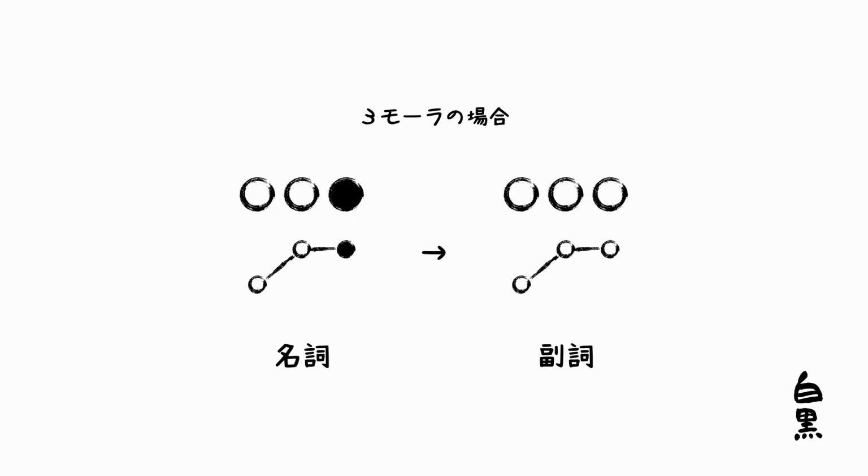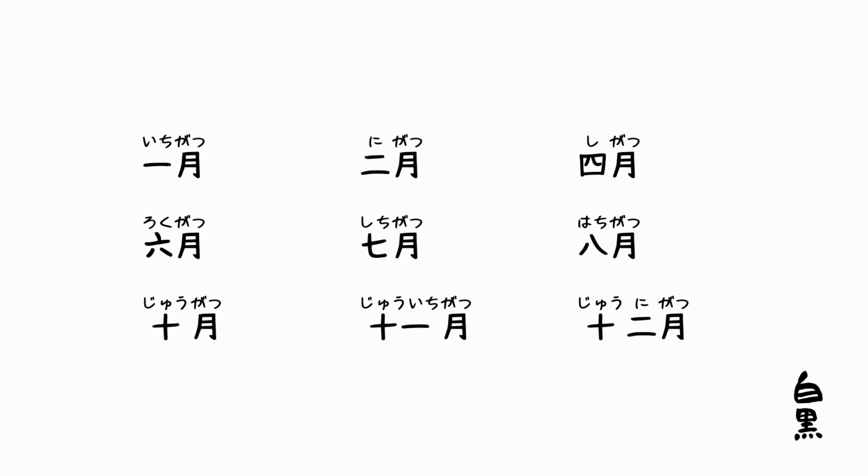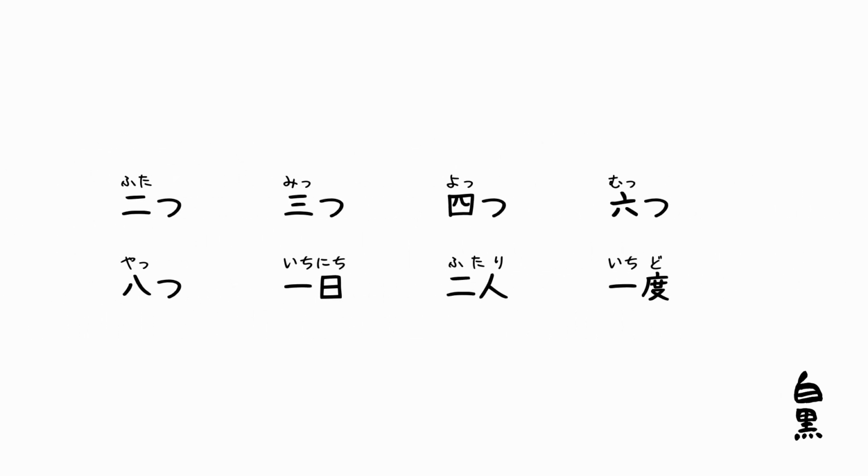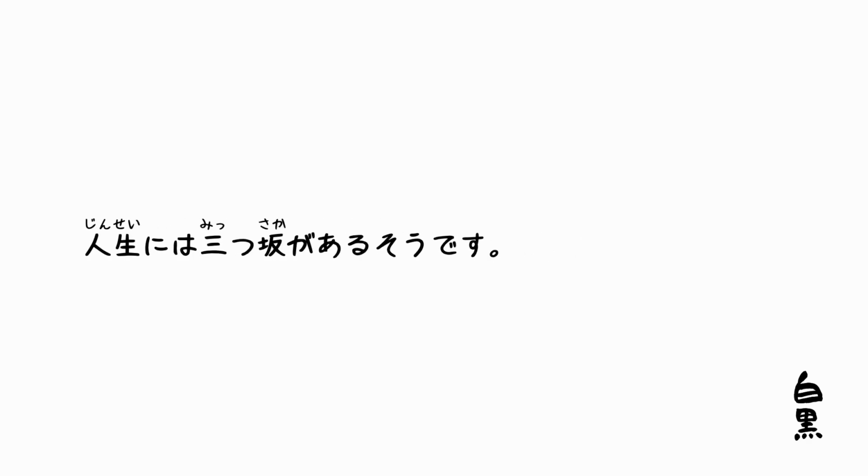Nouns that are commonly used as adverbs are usually those that indicate time, frequency, quantity, and so on. Like the many examples we gave earlier, such as words for months or for quantities, as in 人生には3つ坂があるそうです。Does anyone happen to know which Japanese TV series this famous line comes from? If you do, you can share in the comments which 3 slopes, or saka, are referred to in this quote.